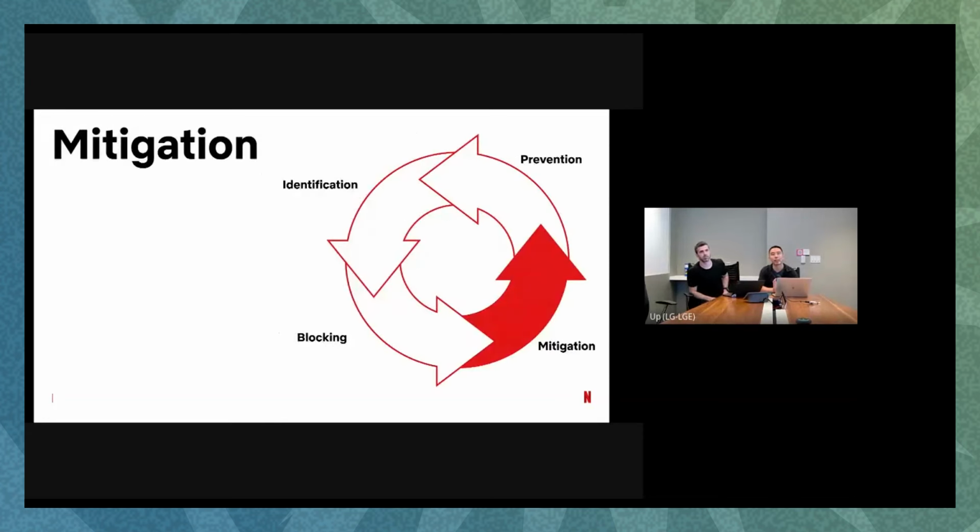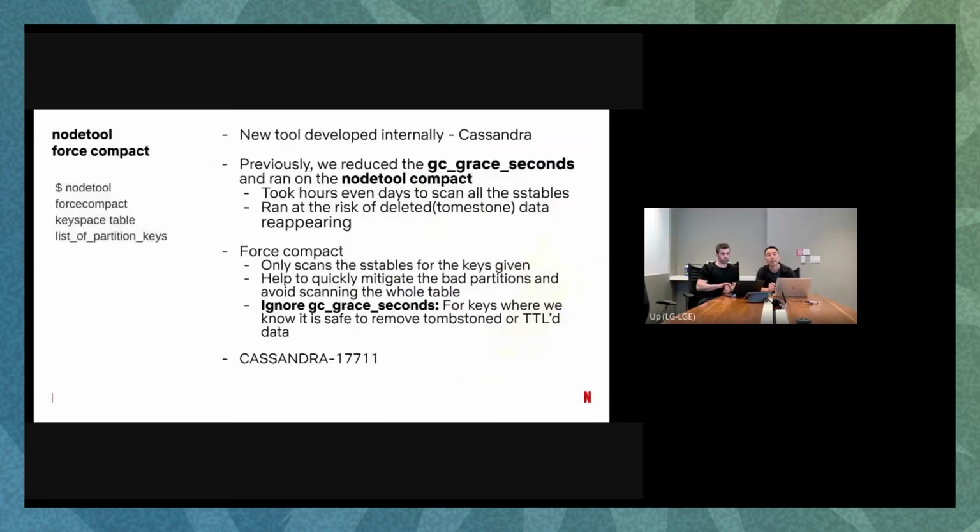Okay, now we have identified a list of partition keys. We block the writes to the keys. The next step is to mitigate the issue, to get rid of these bad partition keys. To do this, we developed a new tool called force compact.